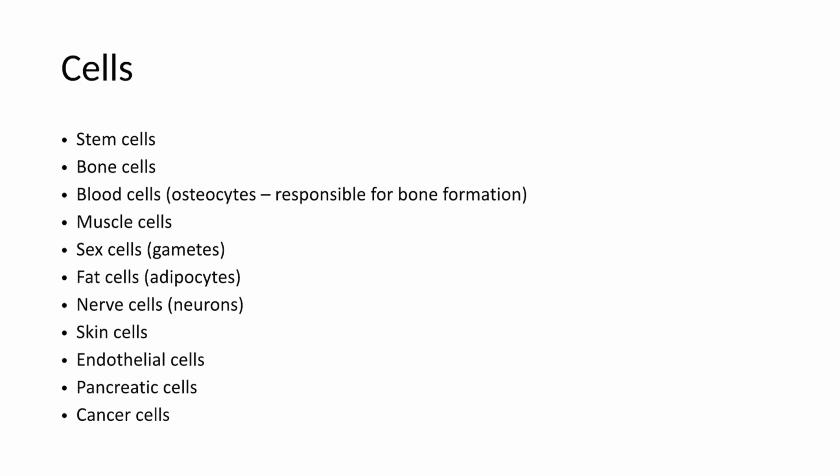For instance, blood cells are also known as osteocytes. Okay, and these terms would be something that you would have to know and be able to spell. Sex cells are also known as gametes. Fat cells are also known as adipocytes. And the nerve cells are also known as neurons.